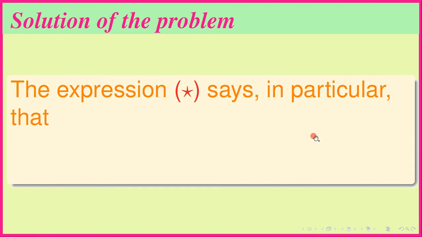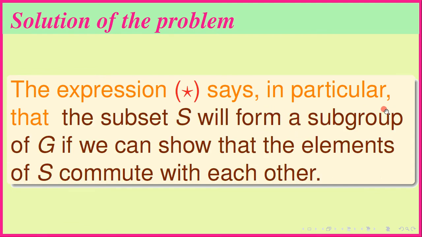So this is what is written here. The expression star says that the subset S will form a subgroup of G if we can show that the elements of S commute with each other. So our aim now is to show that elements of S commute with each other.